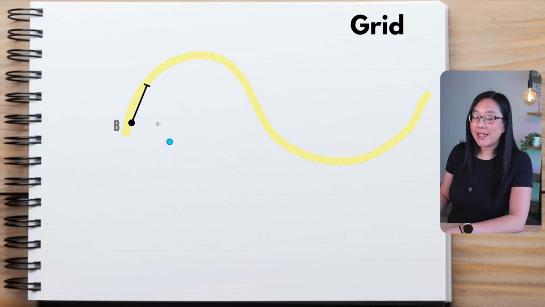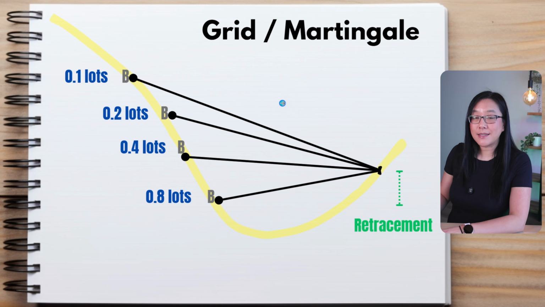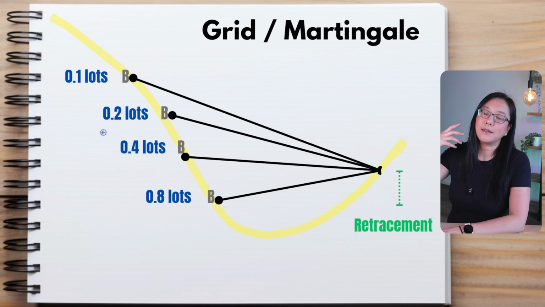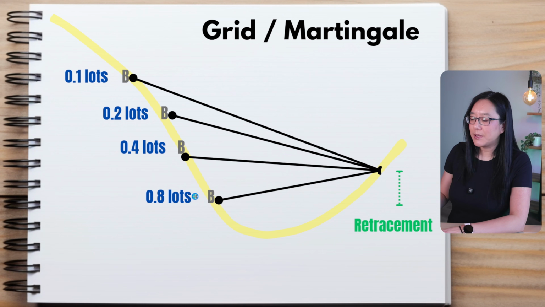Let's say in the yellow here, we've got the price movement. And let's say we are placing a buy trade. We enter. If the price goes in our favor, we come out with a profit. Easy peasy. However, if the price does not go in our favor, then our first buy trade will be at, for example, 0.1 lots. The second buy trade, for example, might be double the first lots, and it continues to increase the lot size for each subsequent trade.